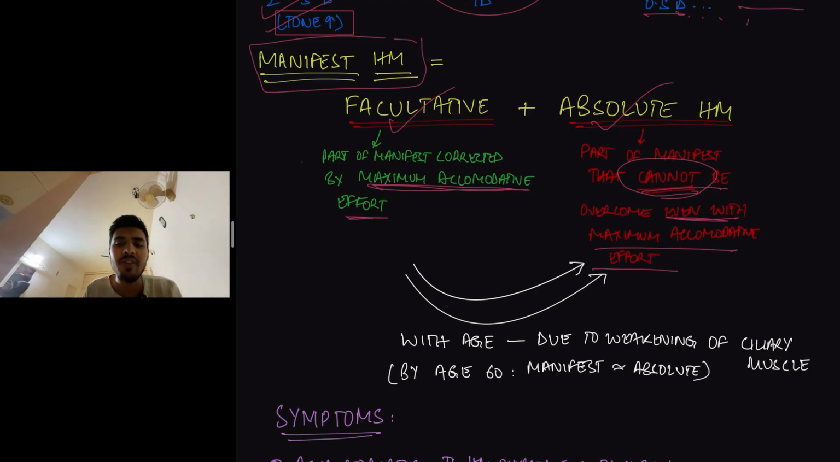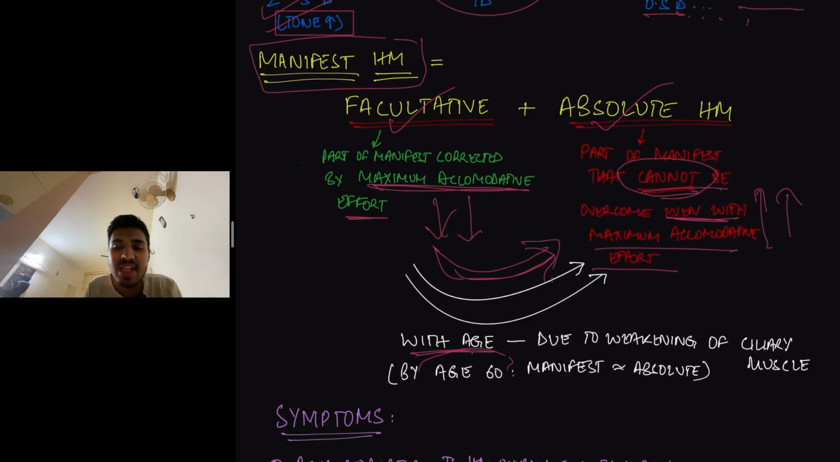So think about it, with age what happens? There is weakening and weakening of the ciliary muscle. So because of weakening of the ciliary muscle, the maximum accommodative effort also gets lesser and lesser. So the amount of hypermetropia that you can overcome by the maximum accommodative effort also gets lesser and lesser. So facultative will go on reducing and absolute will go on increasing. So facultative shifts more into absolute hypermetropia.